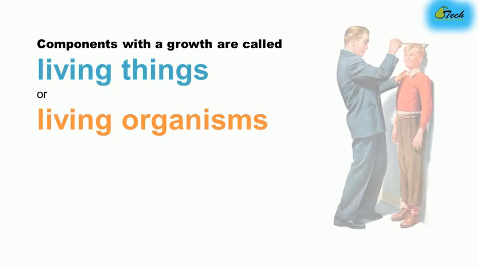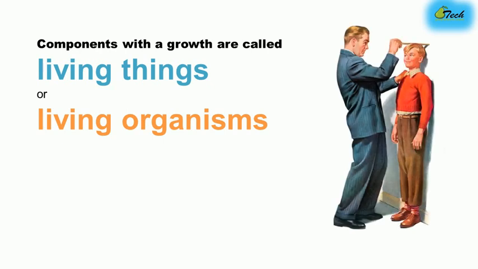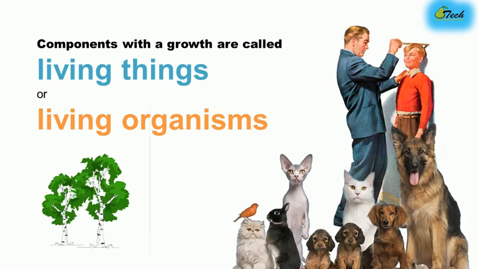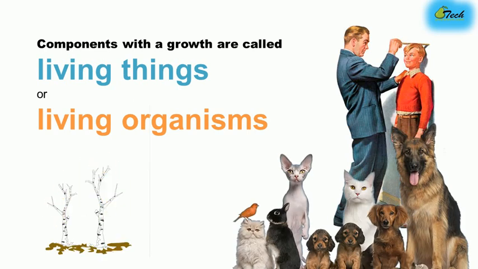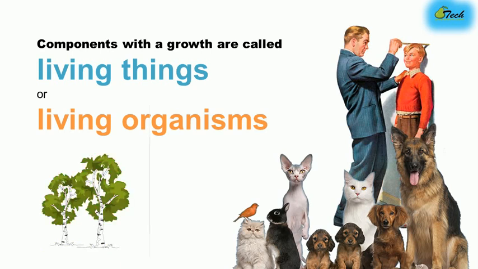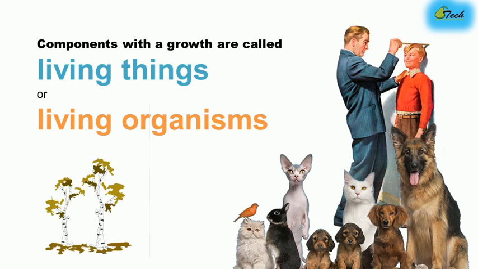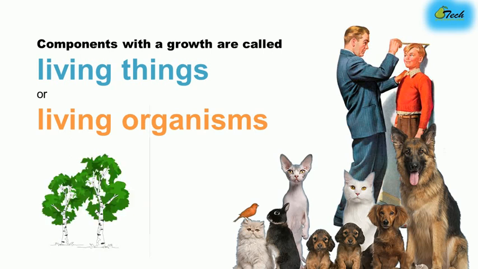Now living organisms are human, or you as a child, the tree, and see the beautiful puppy. Why is the puppy considered a living organism or living thing? Because puppy is growing into a dog, kitten is growing into a cat, duckling is growing into a duck. So it grows and grows.